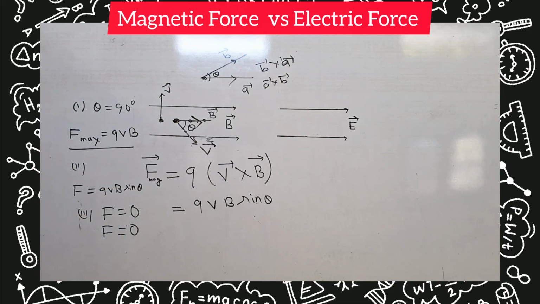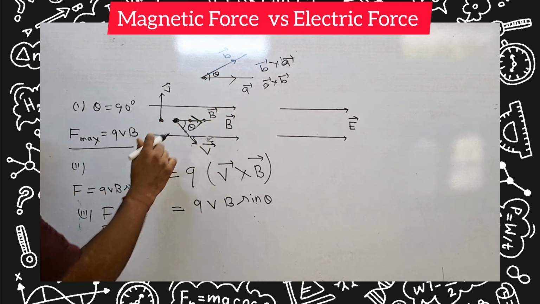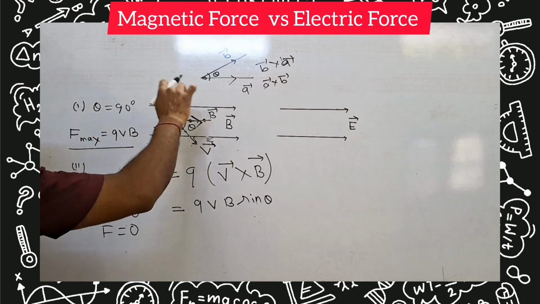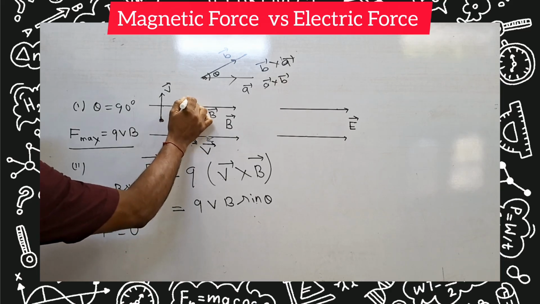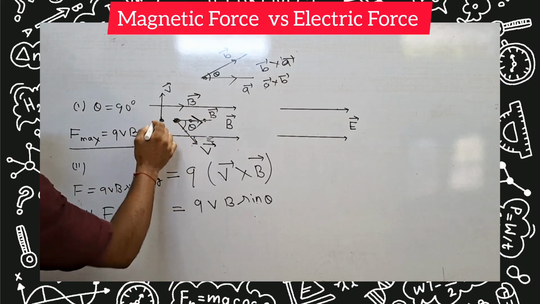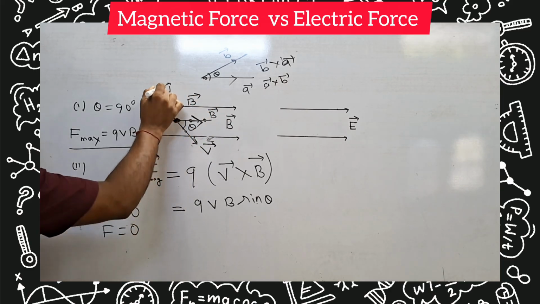That also you can find out. Next you see, you can apply the same concept here also. Say this is your B, this is your B, and this particle moving in this direction.